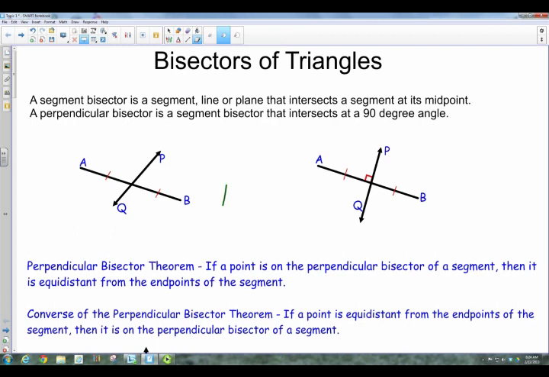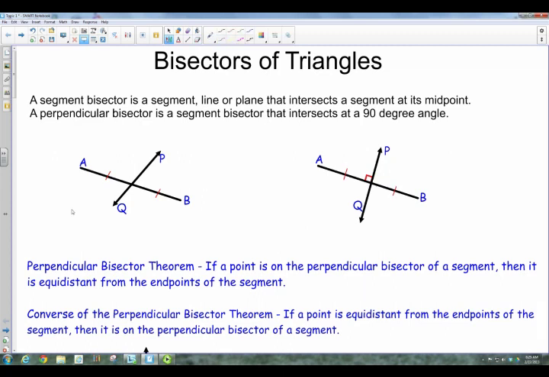The second one is what's called a perpendicular bisector, and perpendicular means it meets at a right angle. It still cuts it directly in half, but it creates then a right angle. So we've got those three parts. Alright, so what this leads to is a couple different theorems.